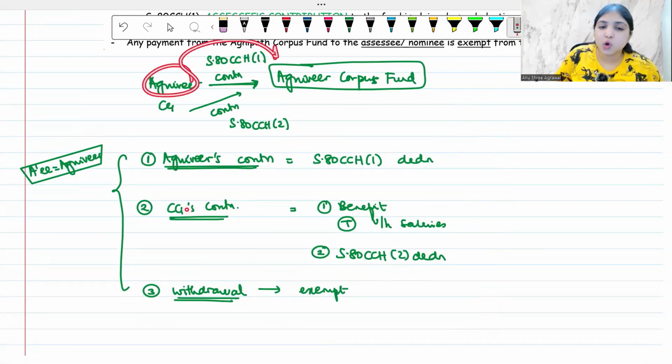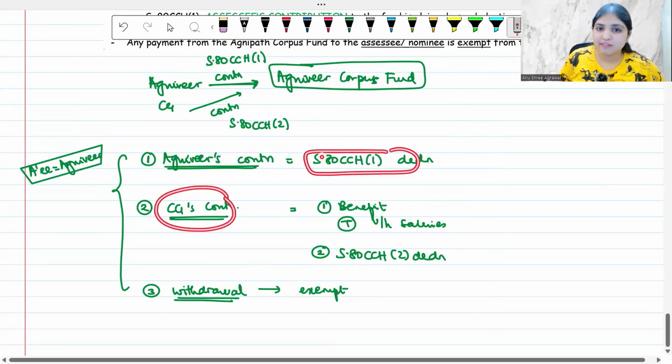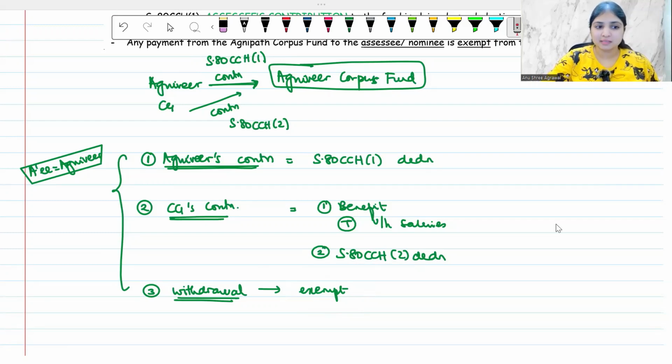Even the Agniveer will contribute, even the central government will contribute. Agniveer's contribution will go to 80CCH subsection 1. Central government's contribution will go to 80CCH subsection 2, and later when you withdraw the money, it's going to be fully exempt from tax. That's all. So this is it about our discussion on the 5 sections under the 80C series.